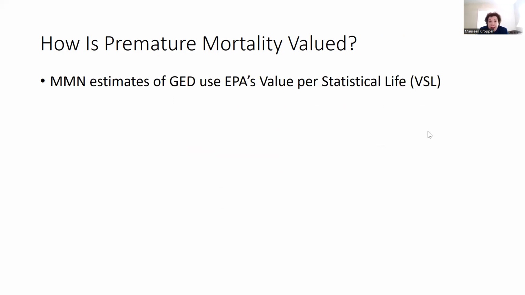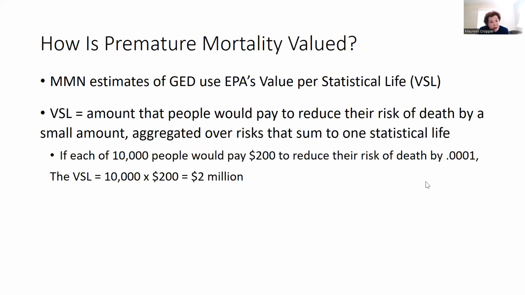So what they did was to take EPA's value per statistical life, and to define that, the value per statistical life is the amount that people would pay to reduce their risk of death by a small amount, aggregated over risks that sum to one statistical life. So if each of 10,000 people would pay $200 over the coming year to reduce their risk of dying by 1 in 10,000, we would on average talk about saving one statistical life, and the value of that, what people would pay to save that statistical life, is 10,000 times the $200 or 2 million.